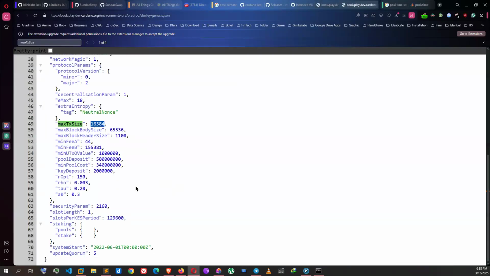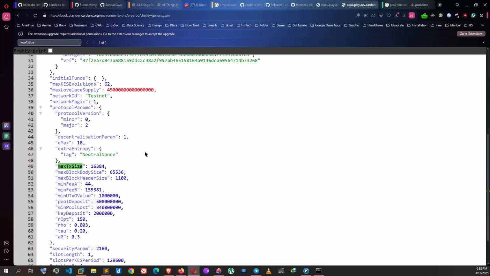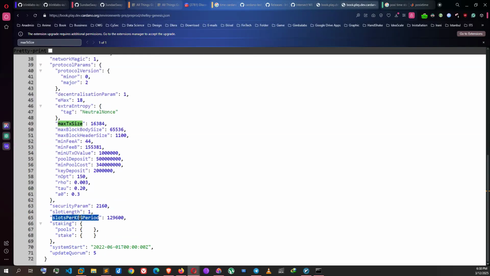So yeah, this is it. And then I don't know exactly what this is, to be honest. Slot per KES period, but that's how many slots there are before a node is required to update its operational certificate. That's the test rotation period, and that's part of block validation.